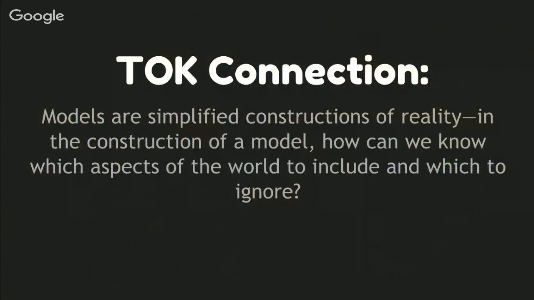And we want to talk about as well how models are going to be simplified constructions of reality. And we want to always be thinking about which aspects, when we're constructing these models, are we going to ignore and which ones we're going to include. And scientists have to think about that all the time when they're constructing their models and diagrams of systems. So we want to keep that in mind as we talk about our own environmental systems that we'll be studying.